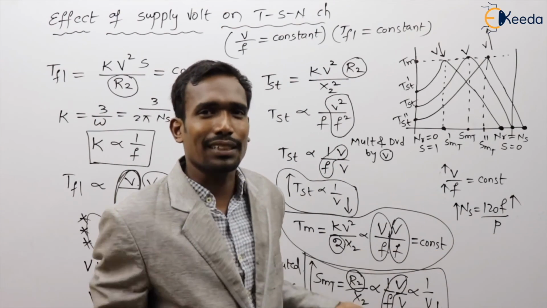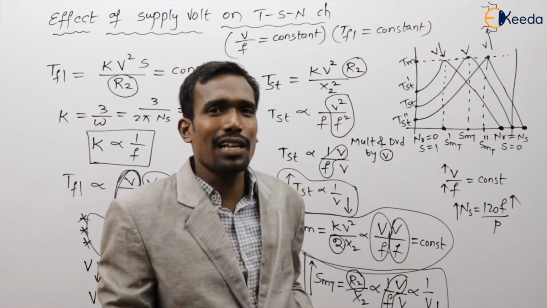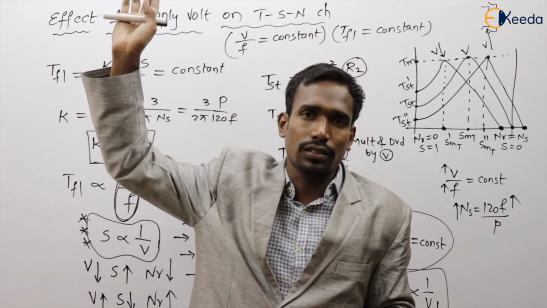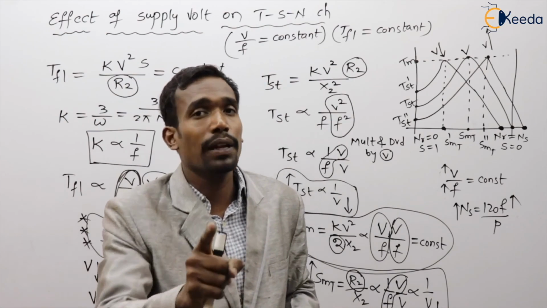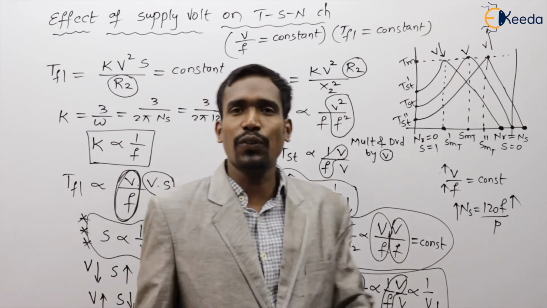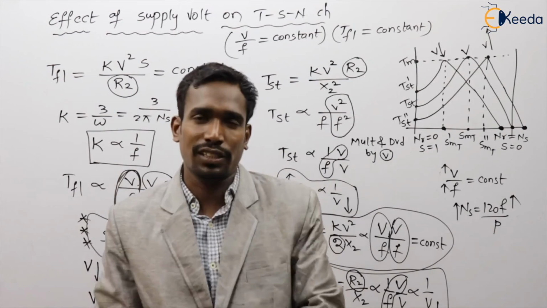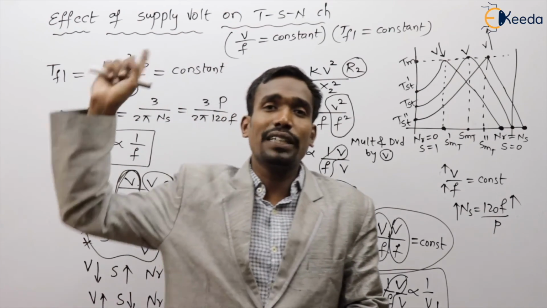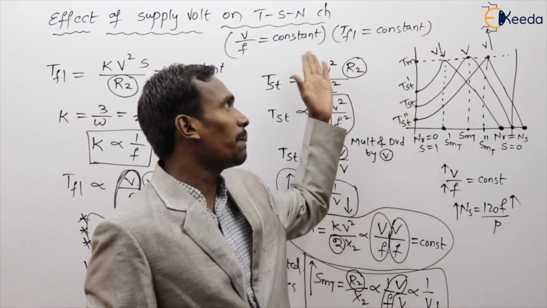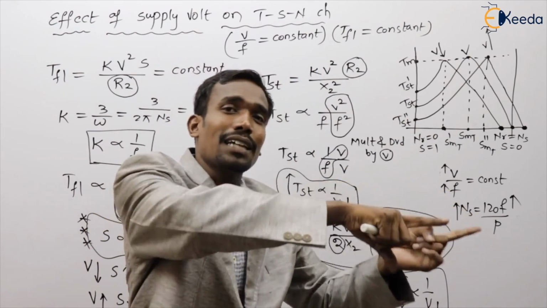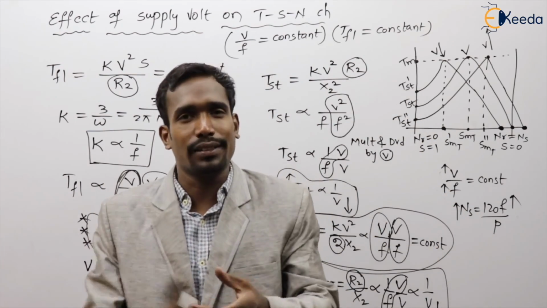But in the effect of rotor resistance we have more losses. But here there are no extra losses. And the effect of rotor resistance is only applicable for slip ring induction machines. This is applicable for both slip ring and squirrel cage. And the effect of rotor resistance is only applicable for below rated speeds. But this is applicable for above rated speeds as well as below rated speeds.